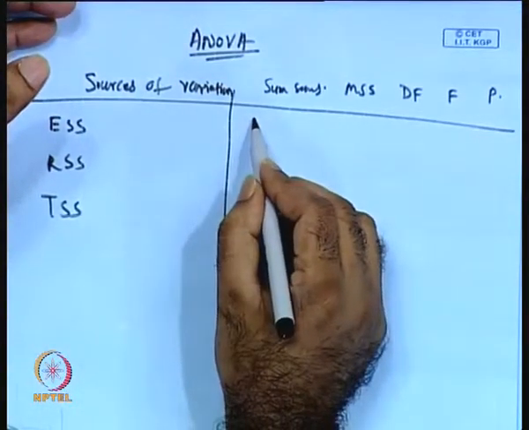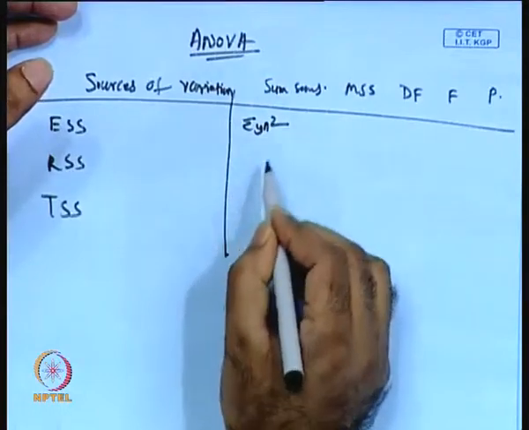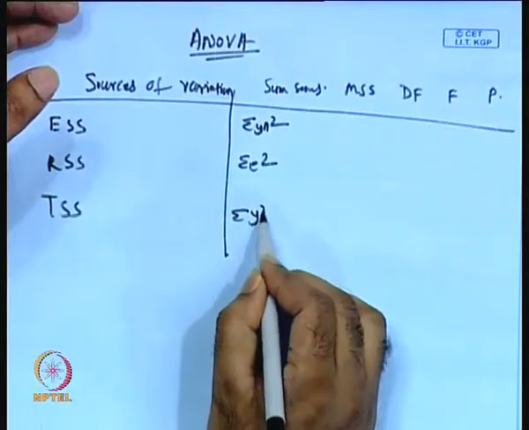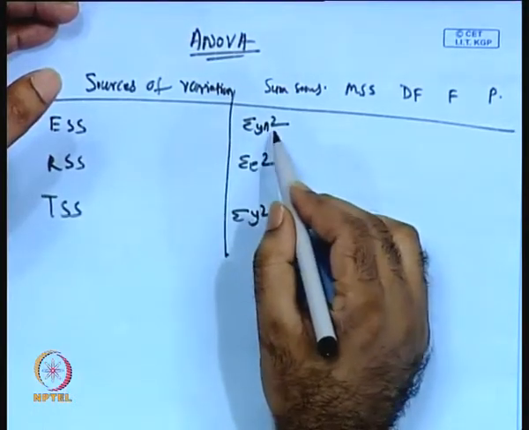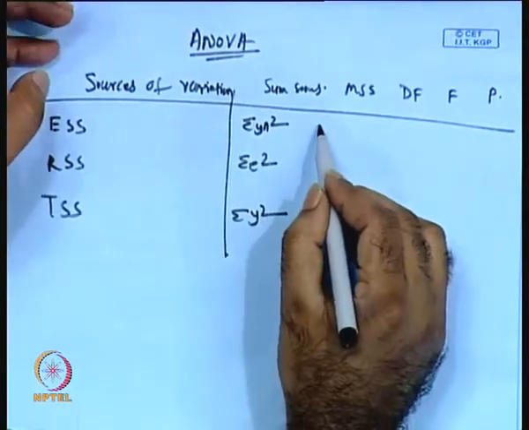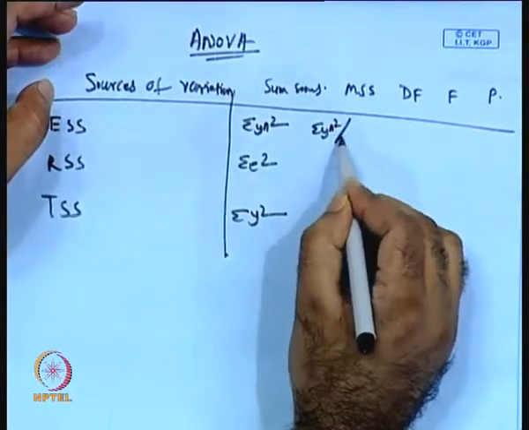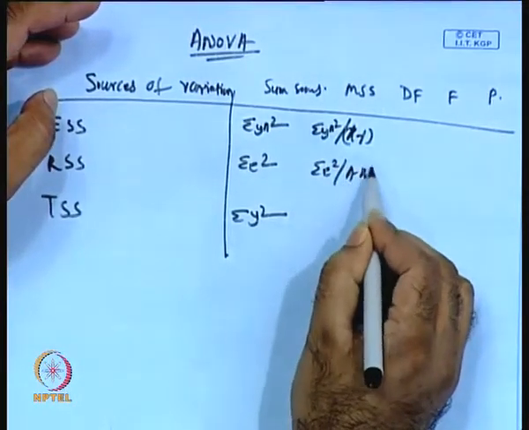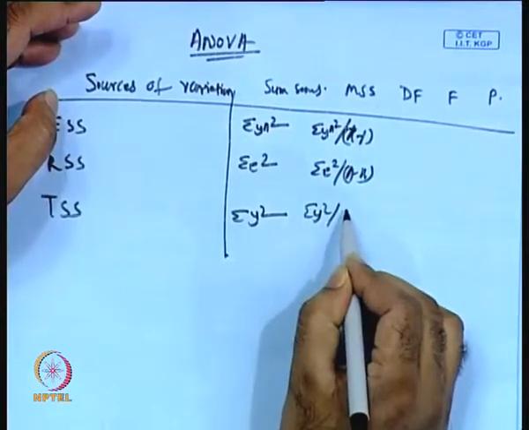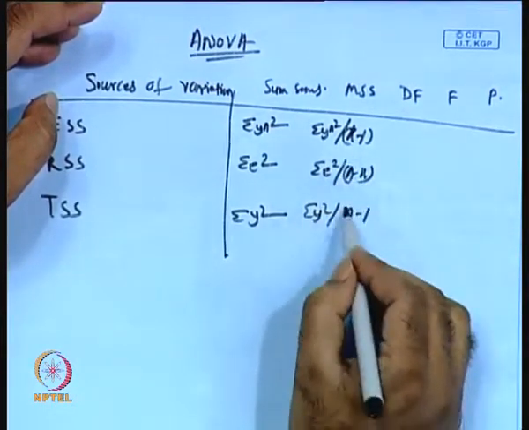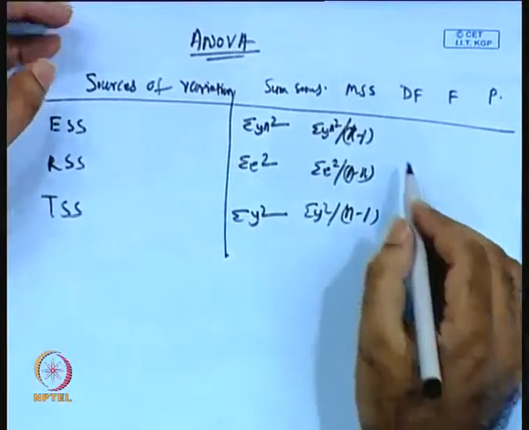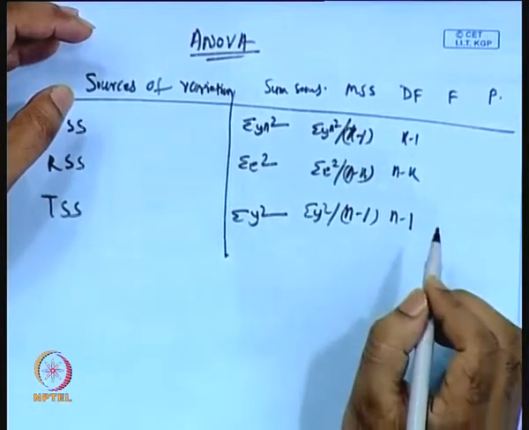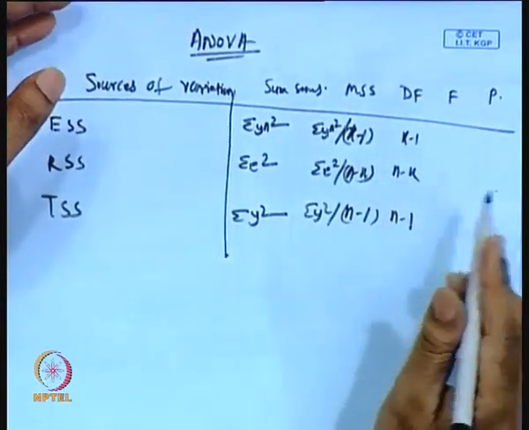What is the sum of squares here? For ESS it is summation y hat square, this is summation e squares, and this is summation y squares. Corresponding to this, the mean sum of squares equals summation y hat square divided by k minus 1, then summation e square by n minus k, and summation y square by n minus 1. Here k minus 1 degrees of freedom, n minus k degrees of freedom, and n minus 1 degrees of freedom. Now we come to the F statistic subsequently.